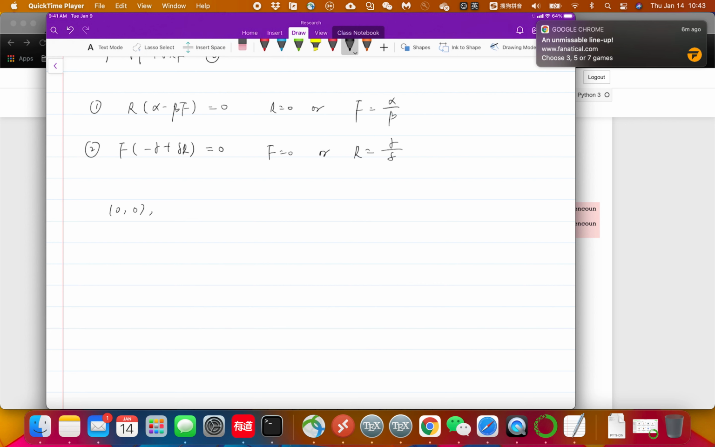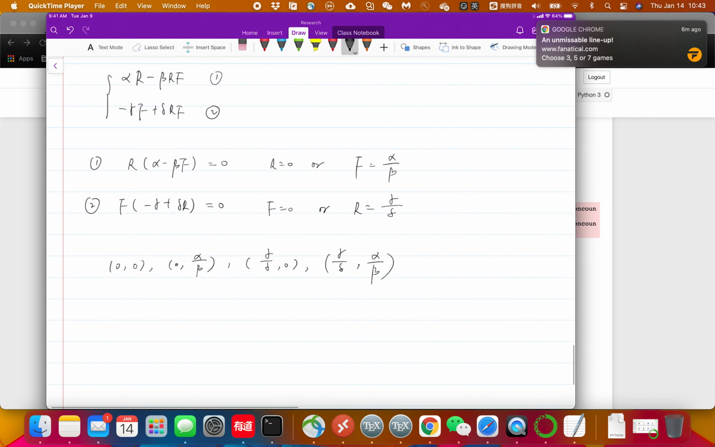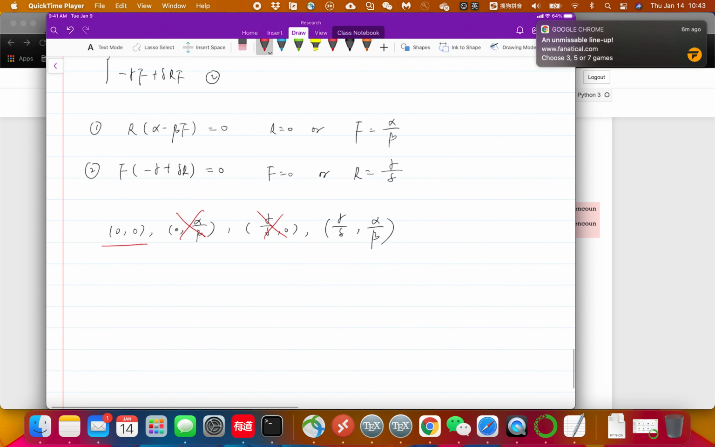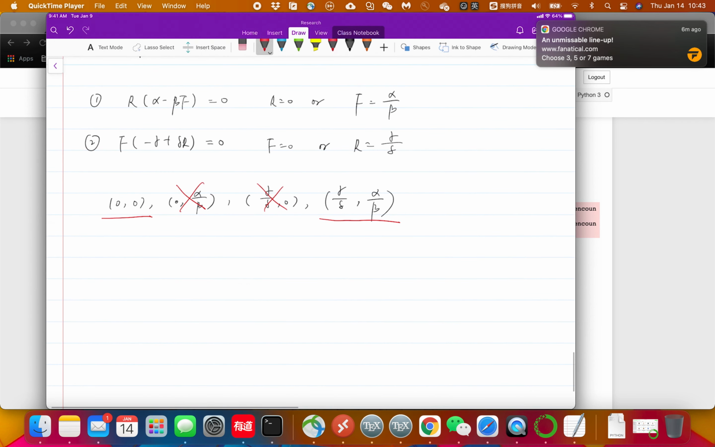0, 0; 0, alpha over beta; gamma over delta, 0; gamma over delta, alpha over beta. And you can quickly check which one satisfies and which one doesn't satisfy. You will see these two will not work. So we only have two equilibriums, this one and that one.